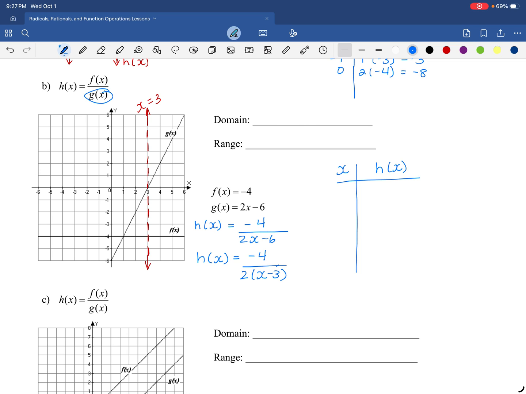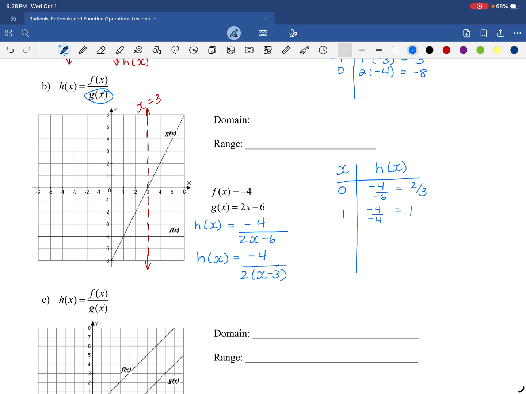Okay, so let's take a peek here. So what can I pick? Again, you want to be careful because you got to make sure it fits. Okay, so if I look where x is equal to 0, is this going to work? I think so. It might be kind of hard to plot it, but when x is 0, function f is -4, and function g is -6. So if you were to divide this, you're actually creating a 2/3 is what you're creating.